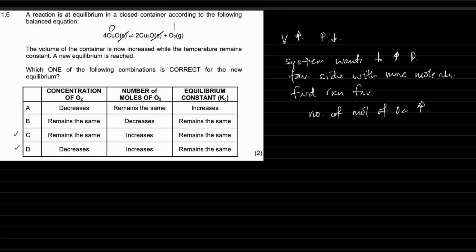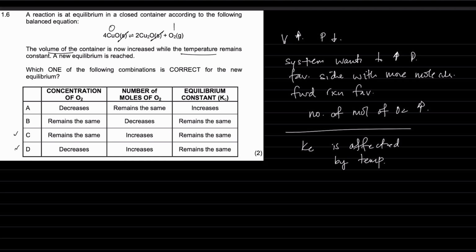Okay, now let's decide on what happens to Kc. Now since the only thing that was changed was the volume, remember temperature stayed the same, Kc will not change. Right, remember the only factor that affects Kc is temperature. So in this case, since the temperature was the same, Kc was unchanged. So still, we are stuck with option C or D.